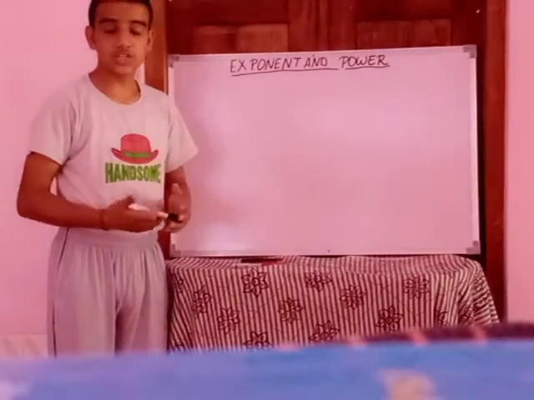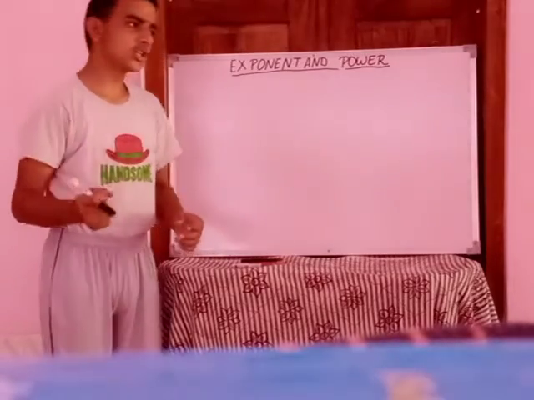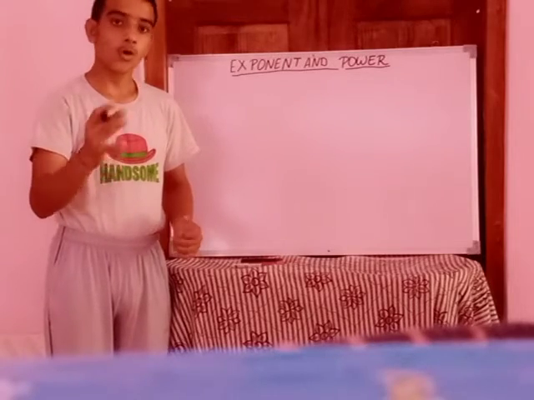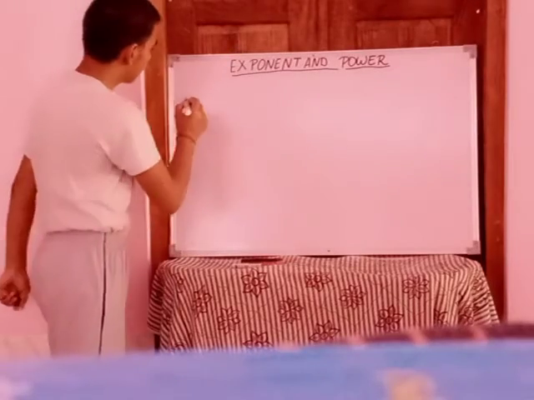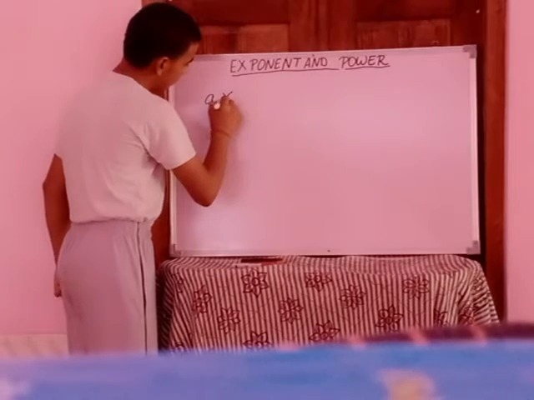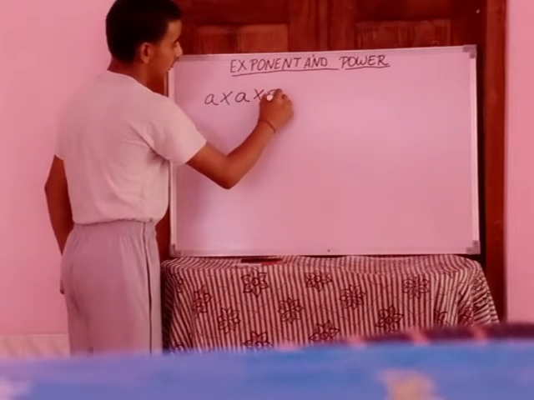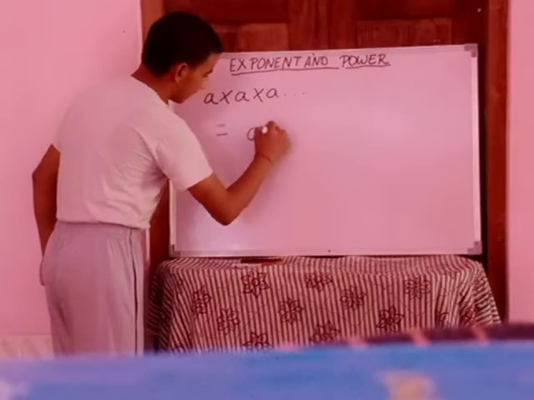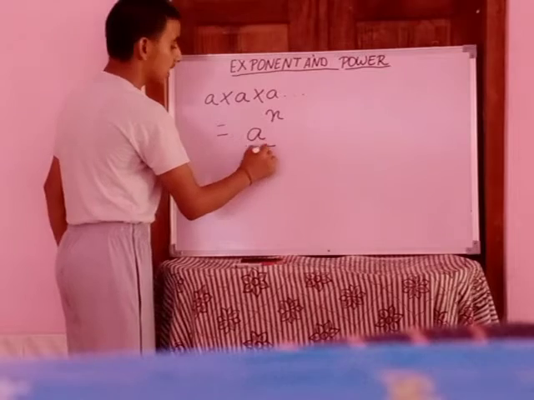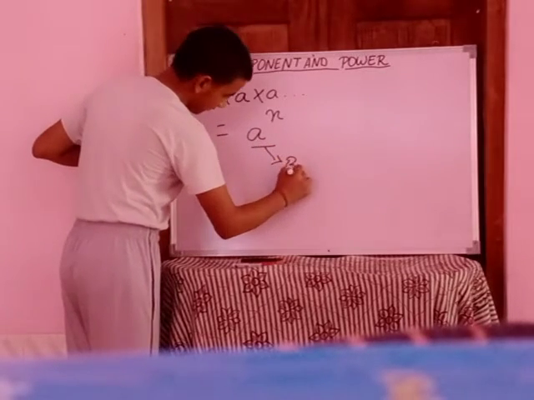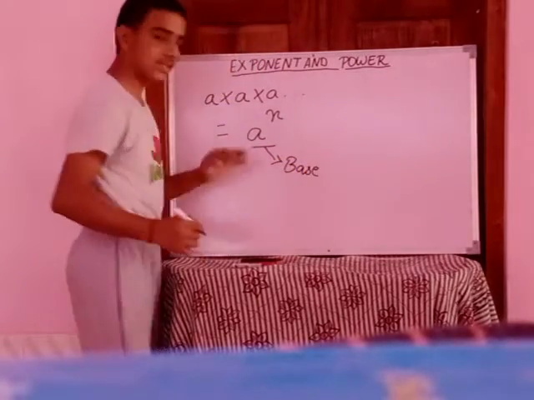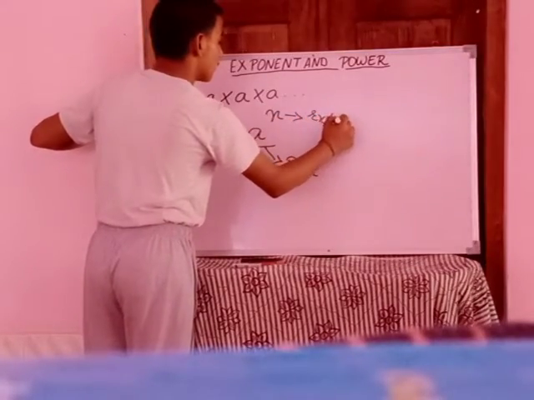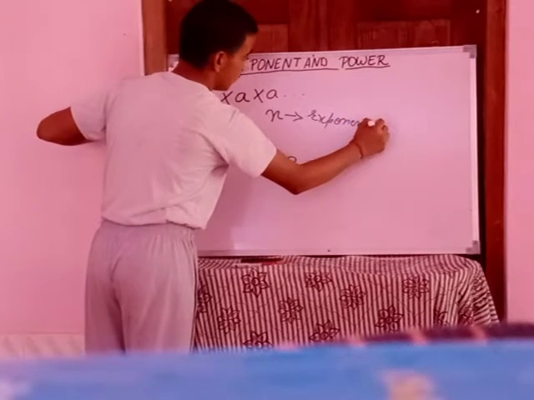Now what is exponential representation? Exponential representation is an important tool to express repeated multiplication of the same number with itself, like a multiplied by itself n times. We can write it as a raised to the power n. Here a is the base and n is the exponent, or we can say power or index.